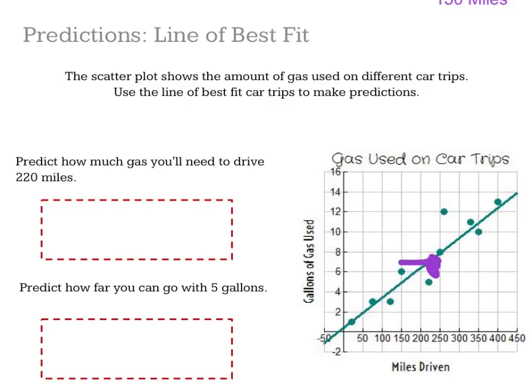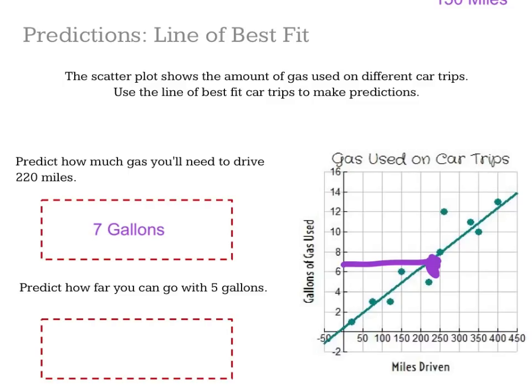If I'm looking over to the left, I see that's going to be about 7 gallons of usage, as it's somewhere between the 6 and 8. So I'm going to say about 7 gallons. Now, is this going to be 100% accurate? No, we're making predictions. We're not stating facts. We're just predicting what might happen or what might be true.